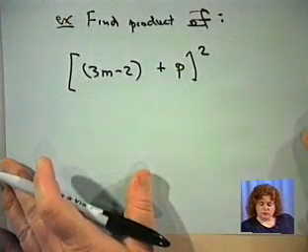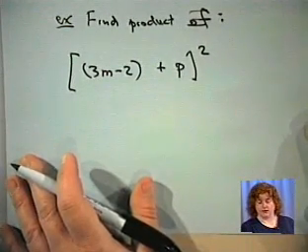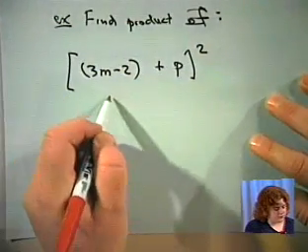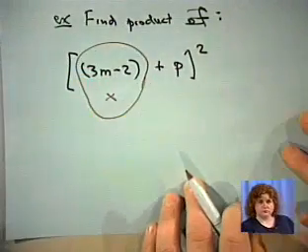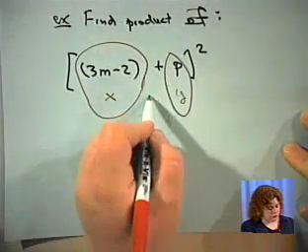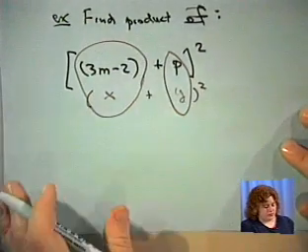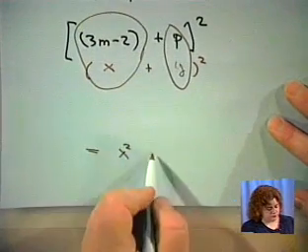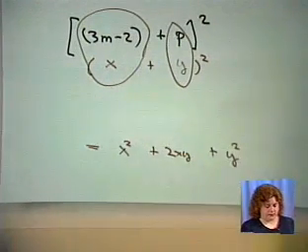Again, we could do a FOIL on this, and it would work. We could also use one of those special patterns. If we look at the 3m minus 2 as taking the place of that x in the pattern for the square, and we look at the p as taking the place of the y, what we really have is (x plus y) squared. That has the answer x squared plus 2xy plus y squared. So we'll just fit that pattern.